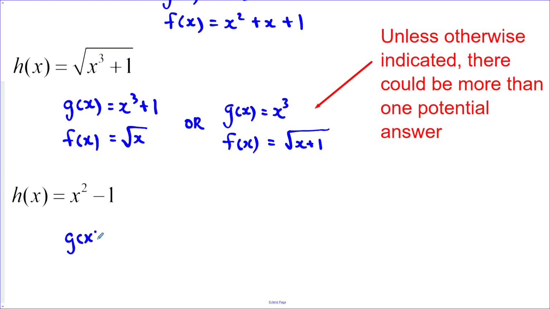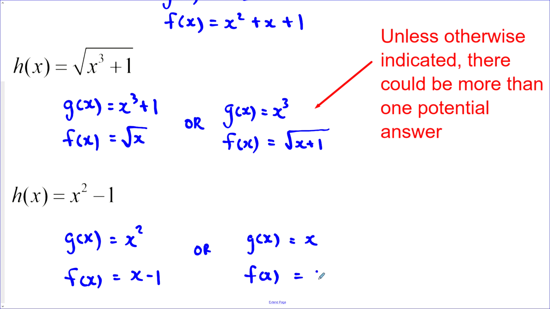g of x is the inside function, and f of x is the outside function. What could be the inside function here? Ooh, I don't know, maybe x squared? And this could have been x minus 1, so that when we replace x with x squared, it looks like this. Or g of x could have been just x, and f of x could have been x squared minus 1. And you might be able to think of some more for these.